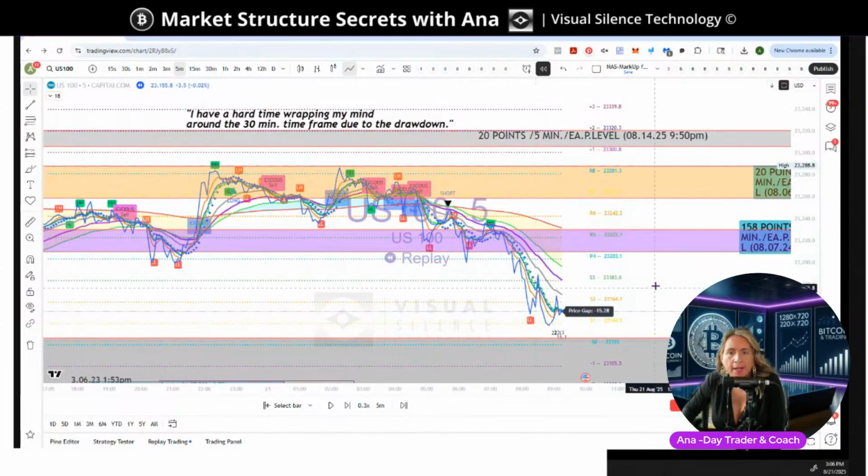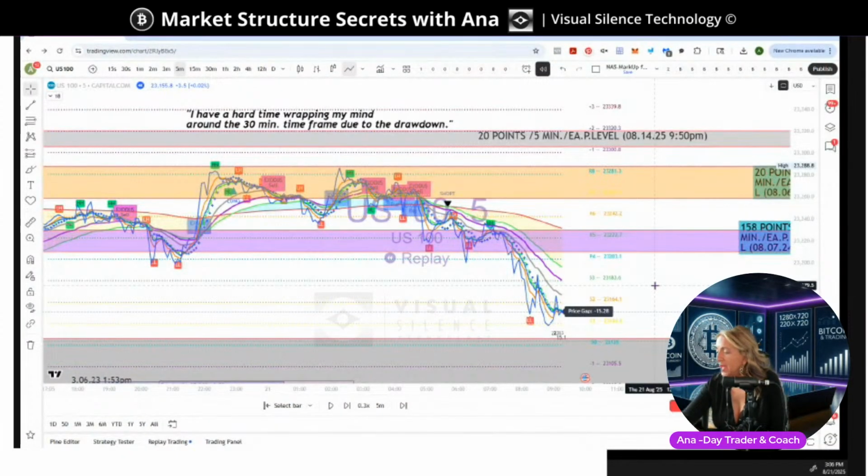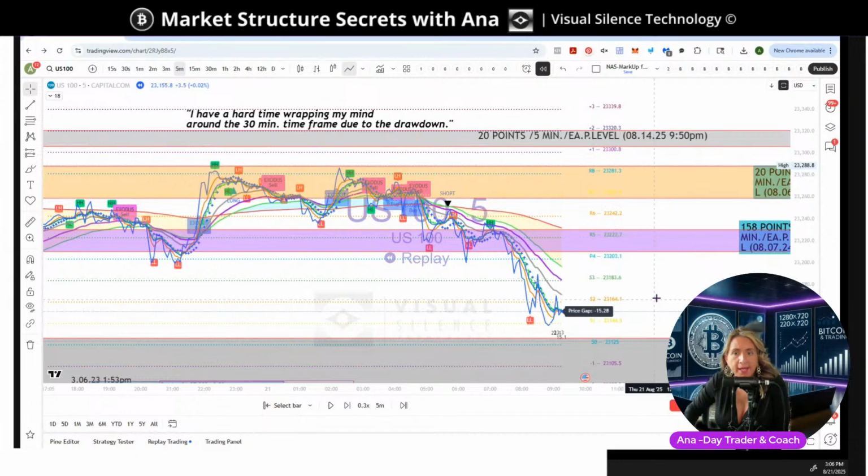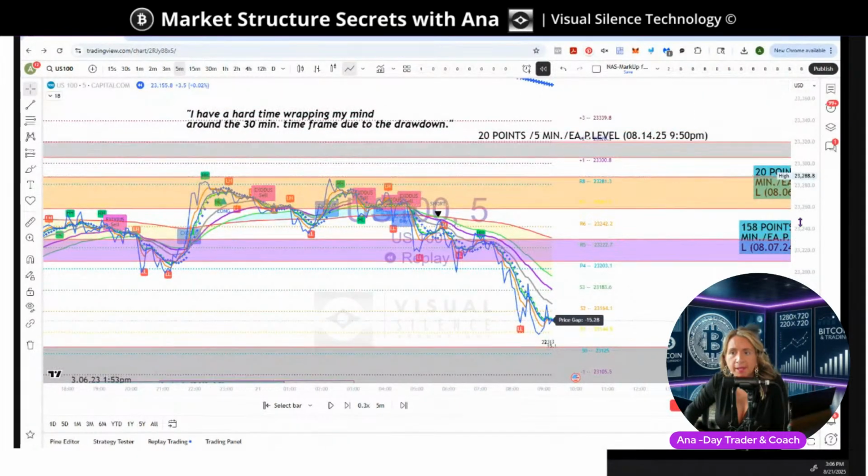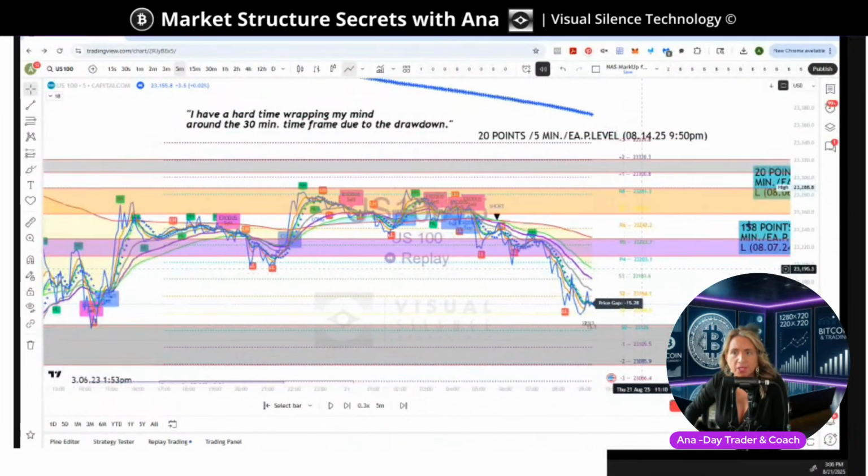Okay, that's that. Now, let me look at my little roadmap here. All right. Then, let's look at the 800 EMA, because these are the three things that I use today for my judgment.